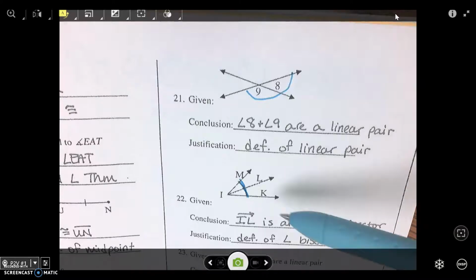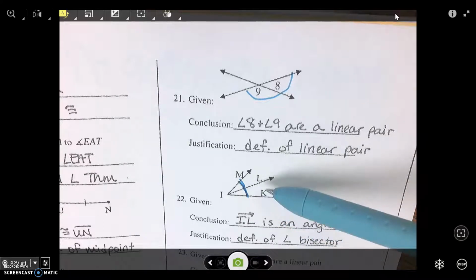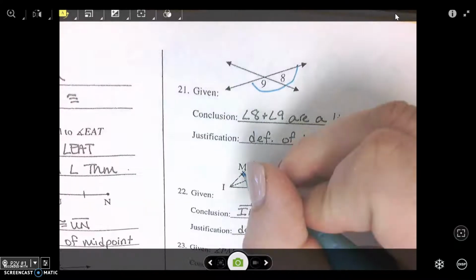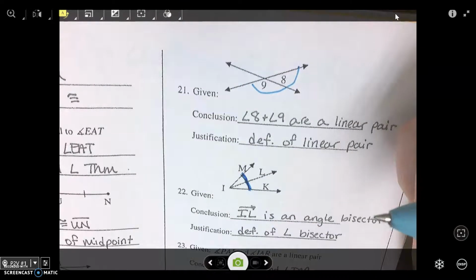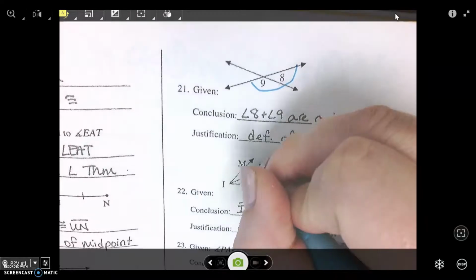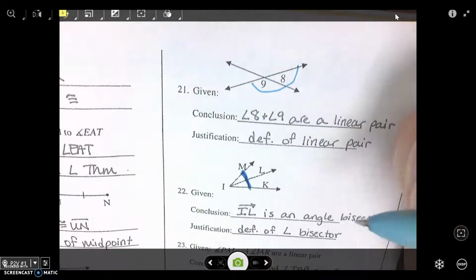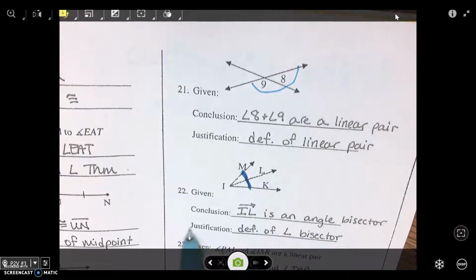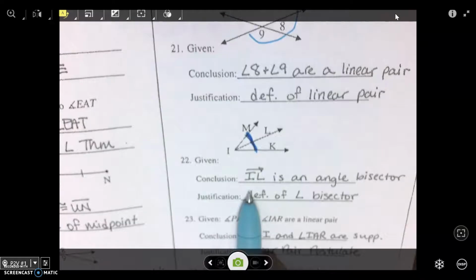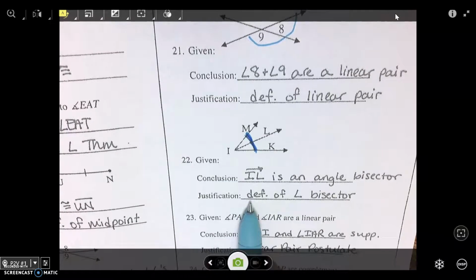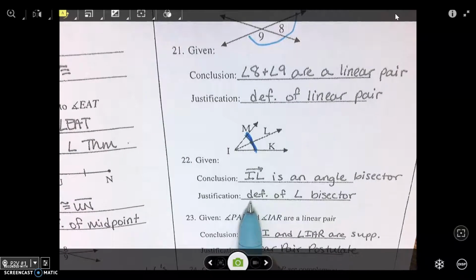All right, number 22, you're just given this picture, but you should have noticed that you had two little angle markings and they were the same. They were just one line. That means those angles are the same. Therefore, your conclusion is the ray IL is an angle bisector. Okay. And that's just definition of angle bisector.